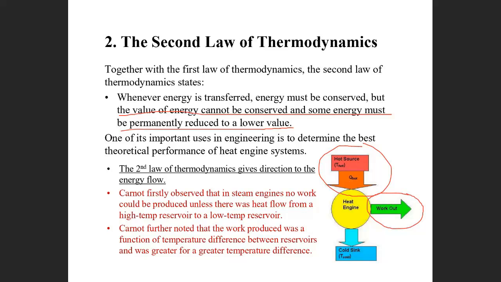One of its important uses in engineering is to determine the best theoretical performance of a heat engine. If all heat could be converted, but some energy will be permanently reduced to a lower value in the transformation, then a cycle efficiency of 100% is impossible. Now let's look at what cannot be observed.